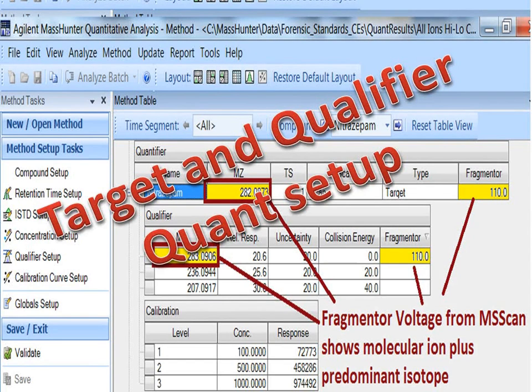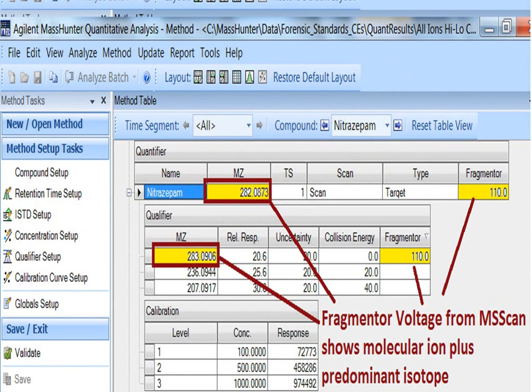Let's take a look at the Quant method editor to understand the setup for the target and qualifiers. So we'll study a compound, nitrazepam, and here's the target, which has a fragmentor of 110. Now, we're also going to pick up for the first qualifier the isotope of that. There's about a 1 unit mass separation here, and that also shares the fragmentor of 110. So the fragmentor voltage here from the MS scan shows the molecular ion plus a predominant isotope in Quant.